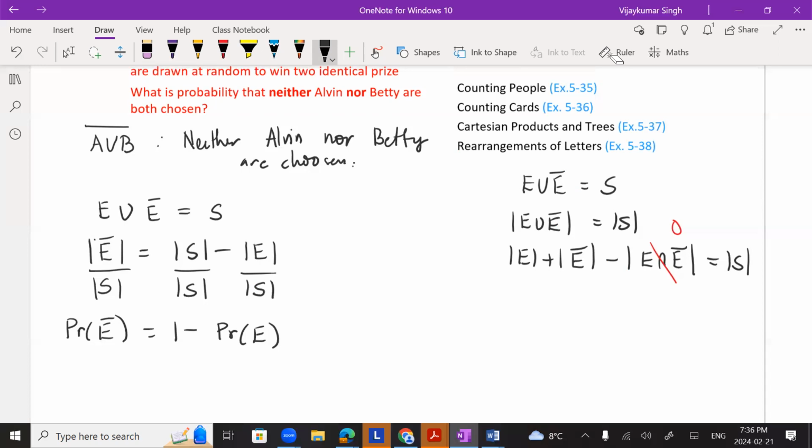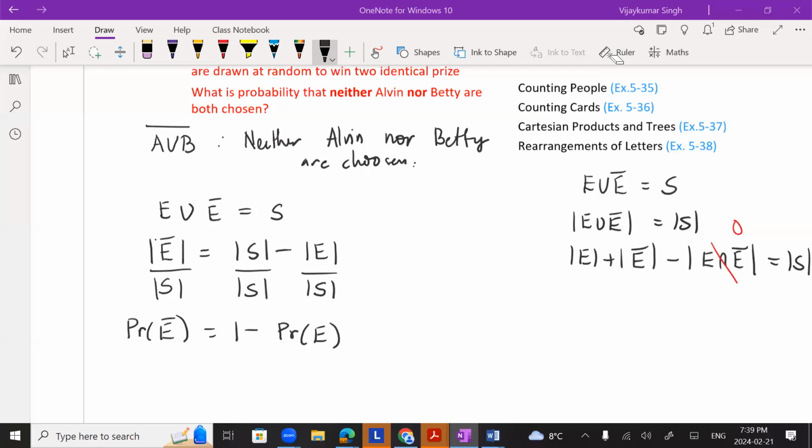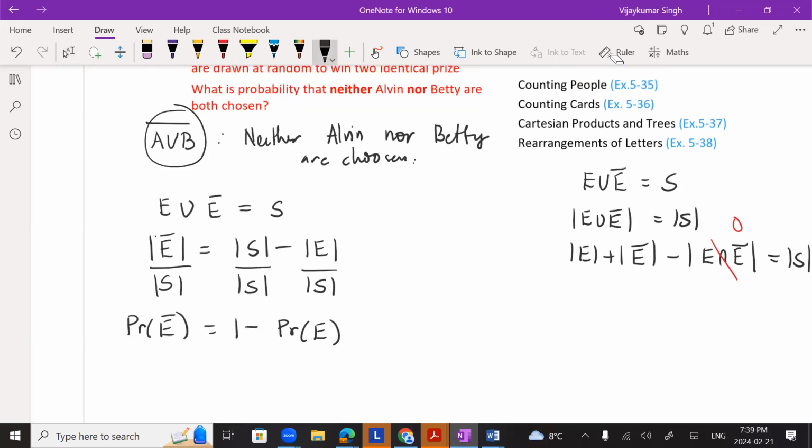Suppose you toss a coin once. The probability of getting head plus the probability of not getting head should be 1. Is that okay? So now, in this case, I want to know the probability of the complement of A union B. I can quickly say that the probability of the complement of A union B is going to be 1 minus the probability of A union B.